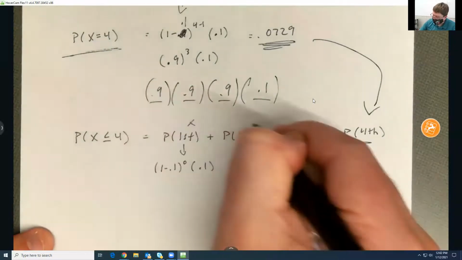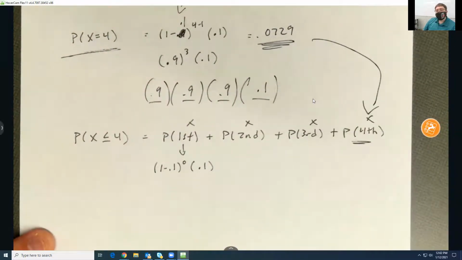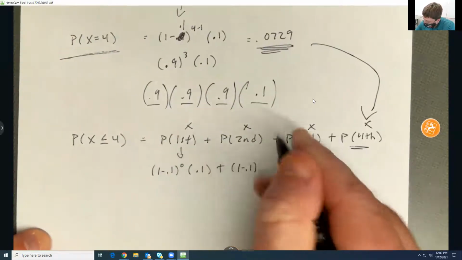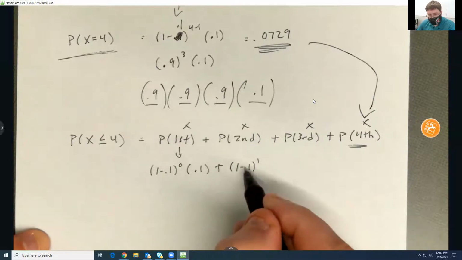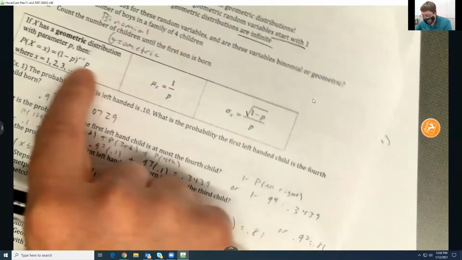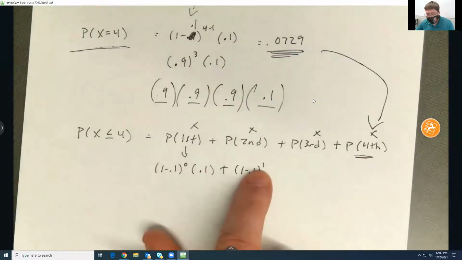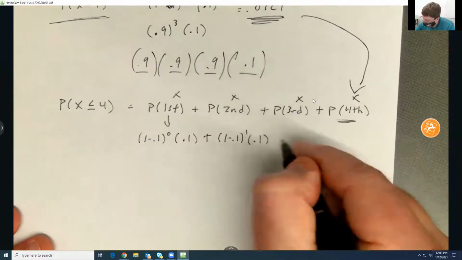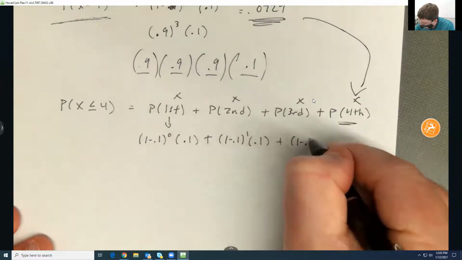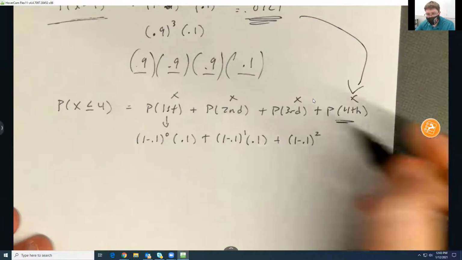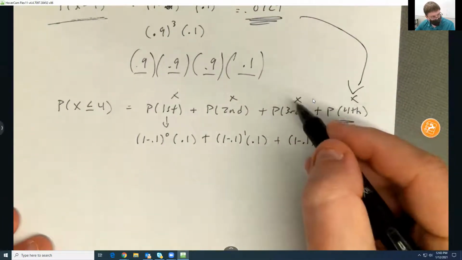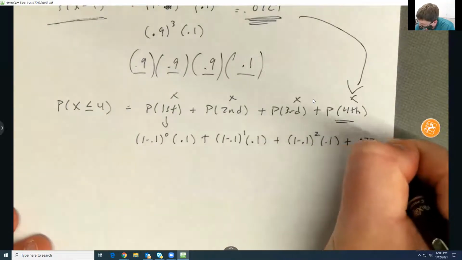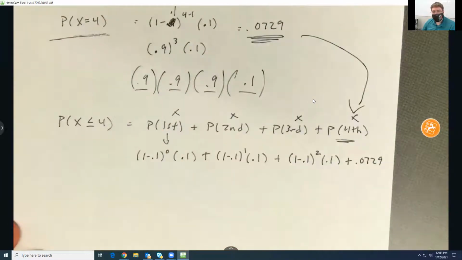So these are all your x values here. For the second one, your x value is 2, so this is going to be 1 minus 0.1, right? It's going to be to the first power because it's 2 minus 1. I'm getting that again from this part right here, x minus 1. So 2 minus 1 gives me 1, times, again, the success rate. For the third one, same idea. We got 1 minus 0.1, this time to the second power because 3 minus 1 is 2, times 0.1. And then we already know the answer here, we're not going to redo it, 0.0729. If you want to know how we did that one, you can go back up here and look.